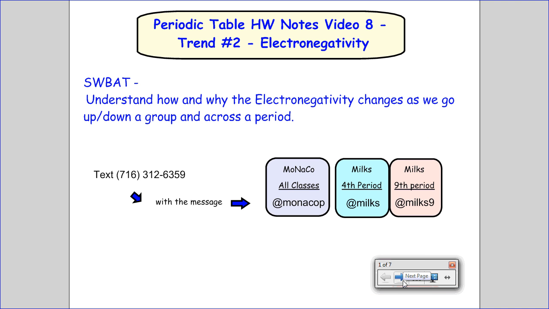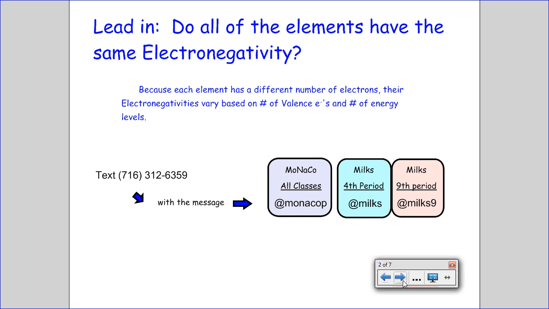We're going to understand how and why the electronegativity changes as we go up or down a group and across a period. Hint, hint, it's related to electron shielding. All right. Do all the elements have the same electronegativity? No, because each element has a different number of electrons. Their electronegativities vary based on the number of valence electrons, the number of energy levels and the number of protons, because it all has to do with electron shielding at the end of the day.